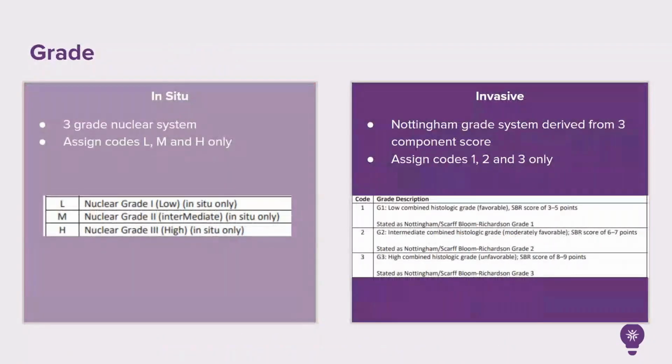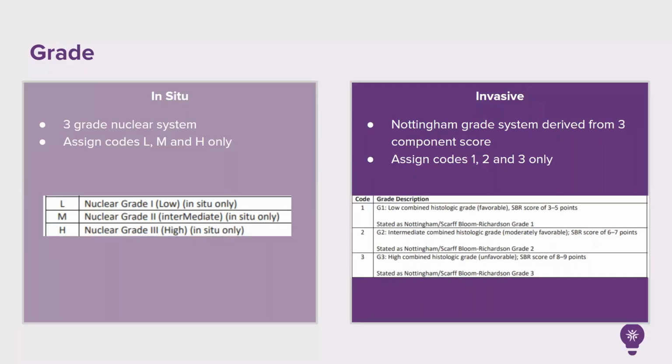There are specific grade instructions in the grade manual for cases diagnosed 2018 and forward. Per note 4 in the breast grade table, there are two major grading systems used for breast, and they are based on the behavior of the primary tumor, in situ or invasive. The in situ tumors use a 3-grade nuclear system, and they're defined as low for nuclear grade 1, intermediate for nuclear grade 2, and high for nuclear grade 3.